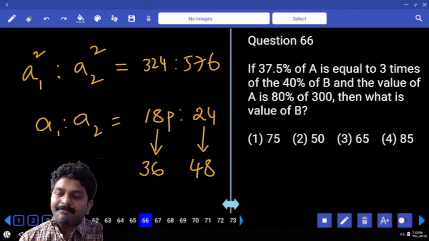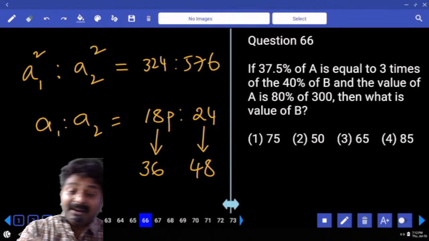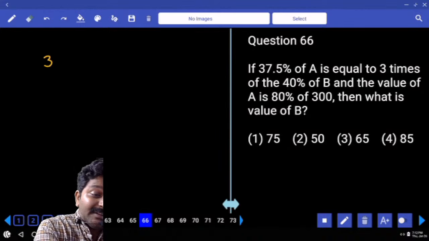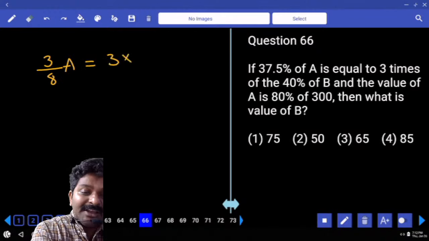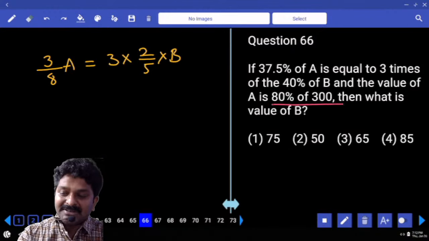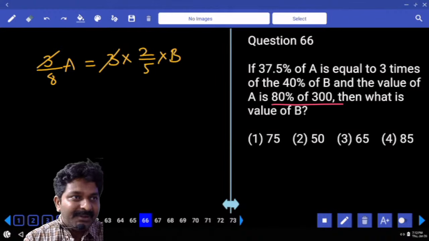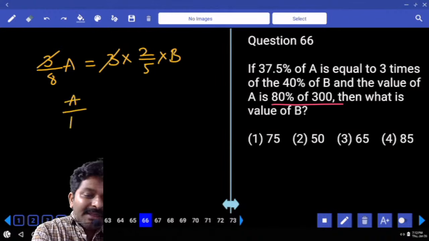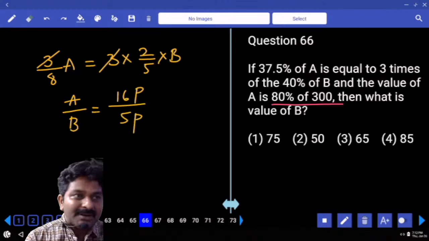If 37.5% of A is equal to 3 times 40% of B, can I write 37.5% as 3 by 8? So 3 by 8 of A is equal to 3 times 40%, which I'll write as 2 by 5 of B. The value of A is 80% of 300, the value of B is? From this, let me simplify. 3 gets cancelled. A by B is equal to 16 by 5. I'll write A as 16 parts, B as 5 parts.